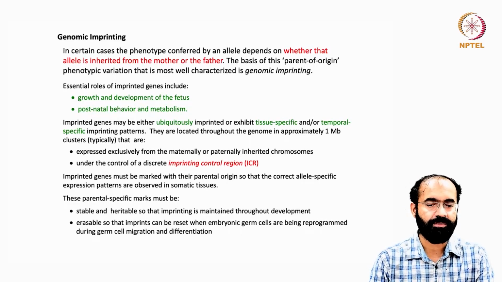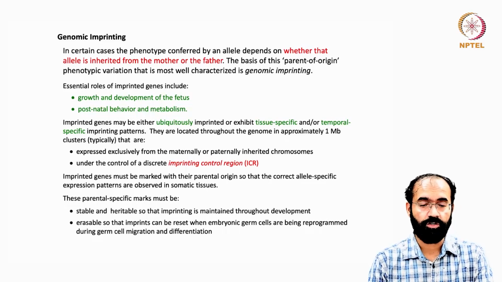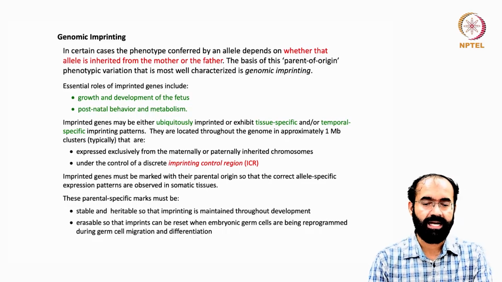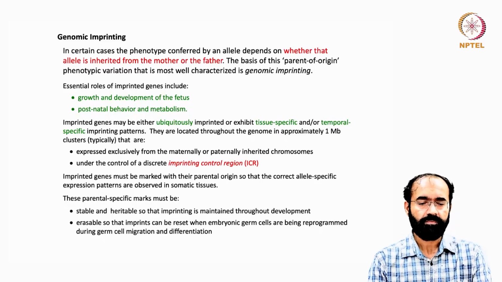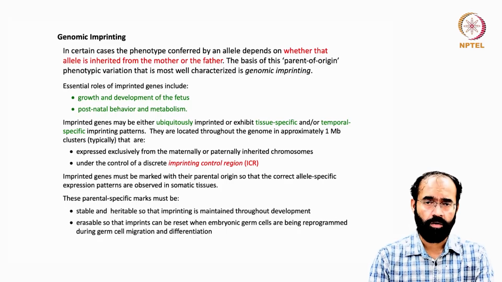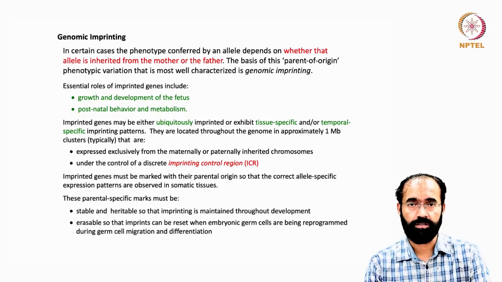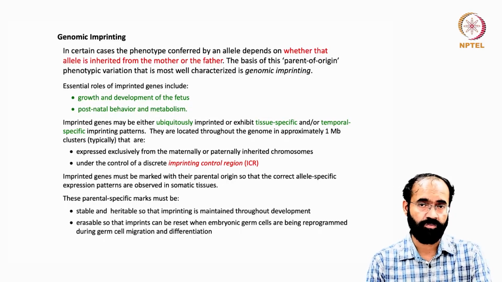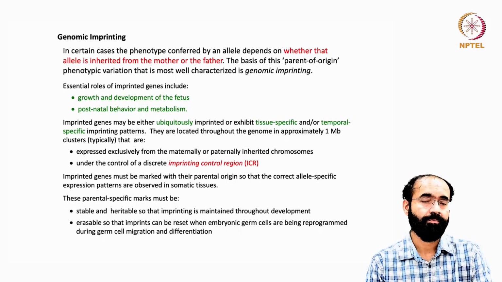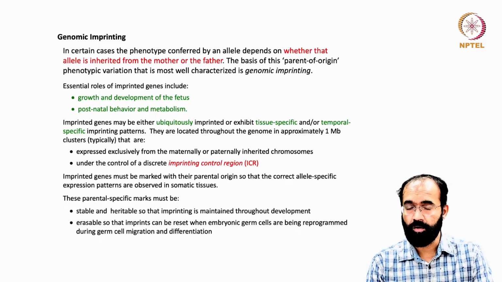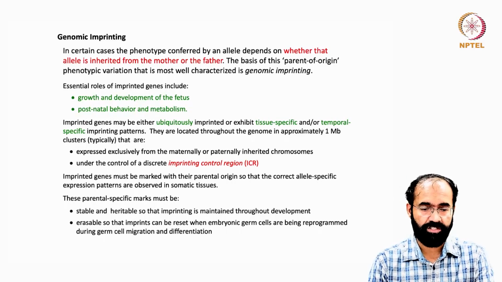So imprinted genes must be marked with their parental origin, so that the correct allele-specific expression patterns are observed in all the cells originating from that particular zygote, the initial cell, onwards. So the parental origin has to be followed right from the beginning until all the different tissues are formed from this single cell to start with.